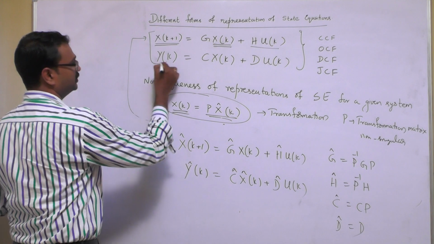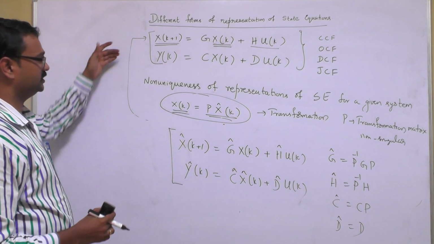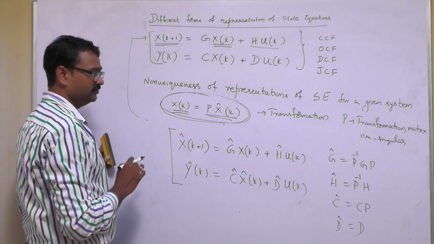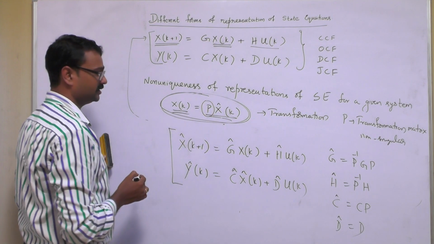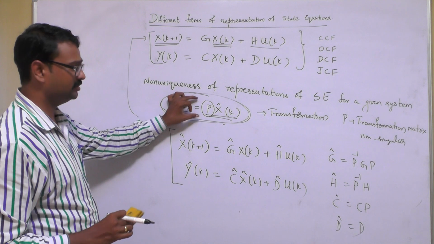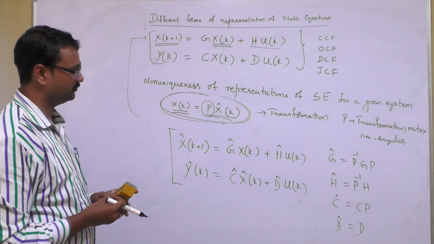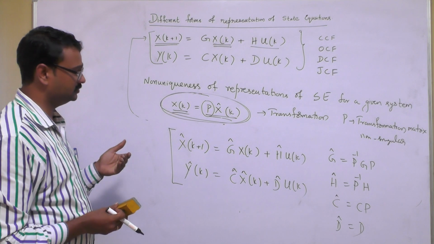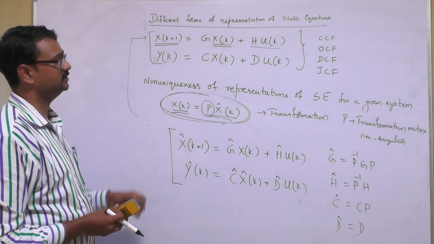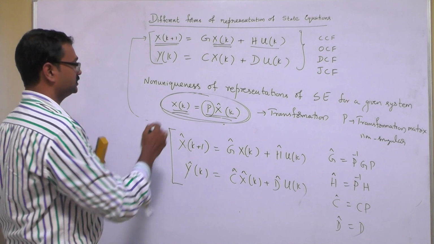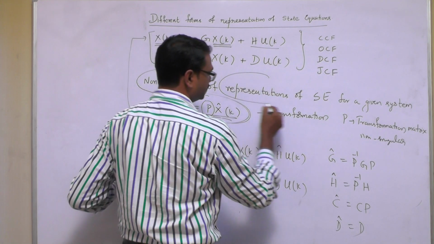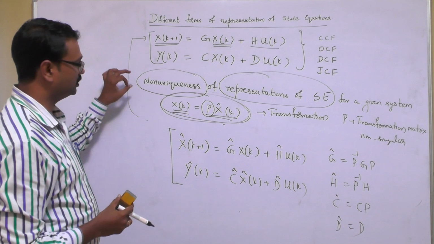So this equation and this equation are two different equations with the help of this transformation, x(k) is equal to P x̂(k), where P is the non-singular transformation matrix. P can be found in infinitely many different forms, and for different transformation matrices P, you will get different state equations for the same physical system. Therefore, state space representations are non-unique in nature. Representing state equations for a given single system is non-unique.